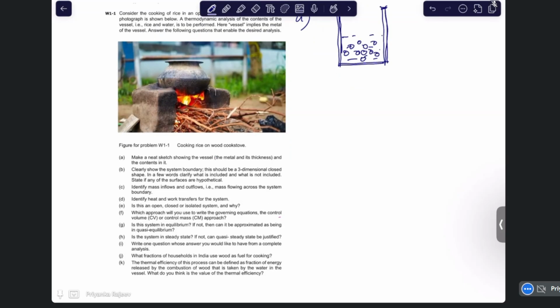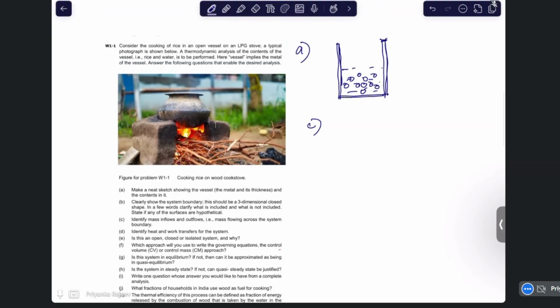Now, identify mass inflows and mass outflows. Mass inflow will be like, if you are considering rice and water is already present inside the vessel, then you are not adding anything. That means mass inflow is nil or zero. Mass outflow, if you think of it, they are mentioning it is an open vessel. That means mass outflow will be steam. Steam will be coming out of the vessel while the food is getting cooked. So that steam will be mass outflow.